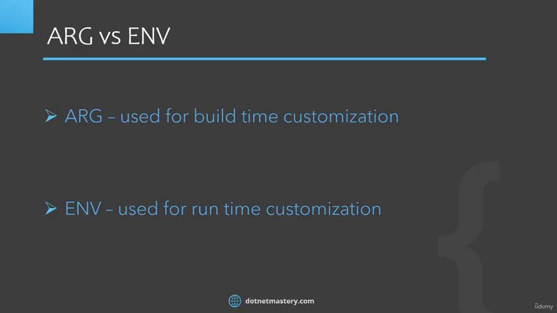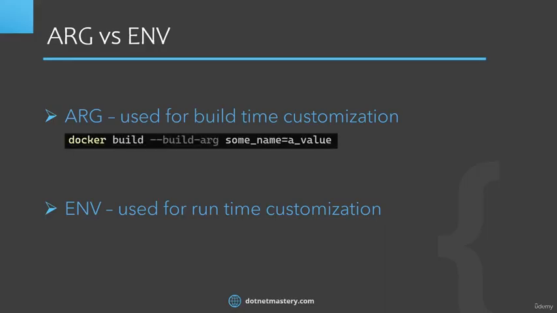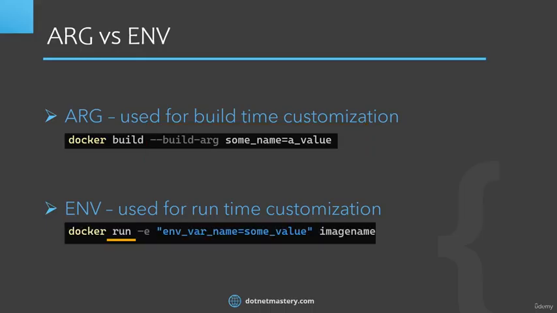Now there is a little difference in the syntax for setting argument versus environment variable. You can see here argument, you can supply that by using --build-arg followed by the argument name and value. Environment variables are executed on the Docker run command by -e, the environment name followed by the value. If you have multiple environment names, you can use multiple -e in the Docker run command, whereas the argument will always be inside the Docker build command.